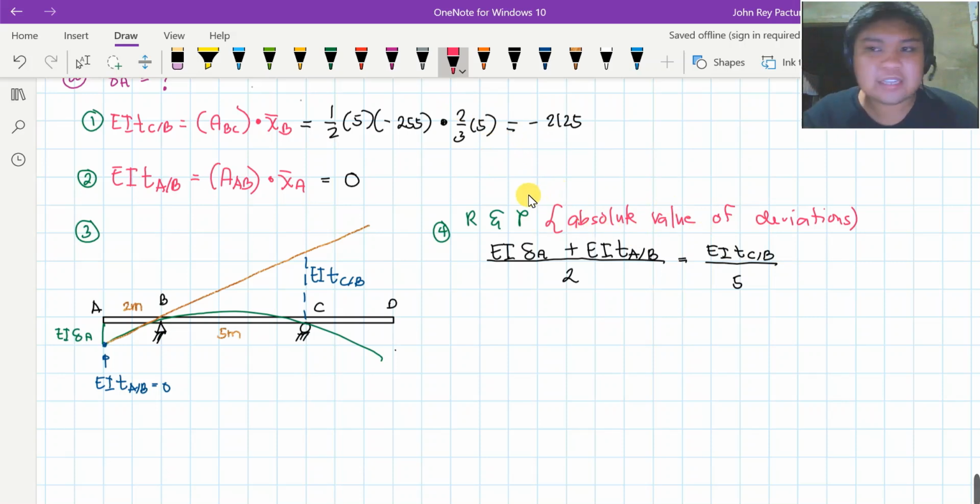Eh, di ba, kung maalala nyo, class, last time, sa mga influence line, nagre-ratio and proportion tayo para mahanap natin yung mga ordinates. But do we use the negative sign? No, we did not use that. Ang ginamit natin is yung absolute value, tapos titingnan mo na lang yung figure if that is positive or negative depending on its orientation. Gayon din dito. Do not place the negative sign in the deviation. All you need to place is just the absolute value.